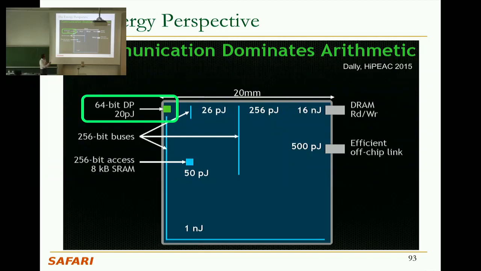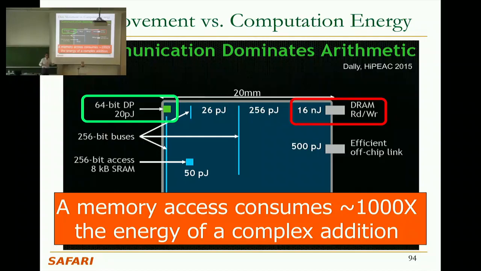A DRAM write or read is 16 nanojoules. That's 800x difference. And I'll take the liberty of increasing it to three orders of magnitude, because three orders of magnitude sounds more interesting, right? But basically, we have a huge energy problem. If you actually want to do a floating point addition and store the result back in memory, you do three memory accesses just for this 20 picojoule, very cheap operation. And if you don't have a lot of locality, if you're doing a lot of random access, and many applications actually do a lot of random access today, you're really wasting all that energy to bring the data, whereas computation is extremely cheap.